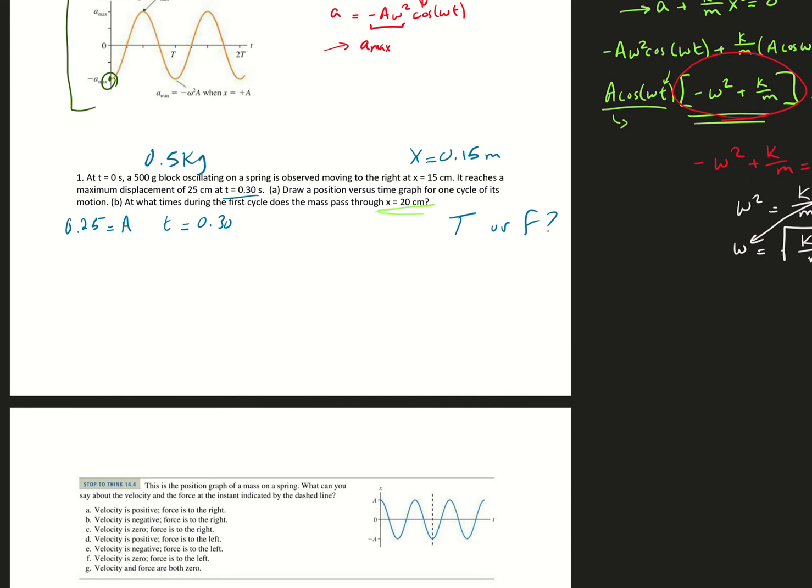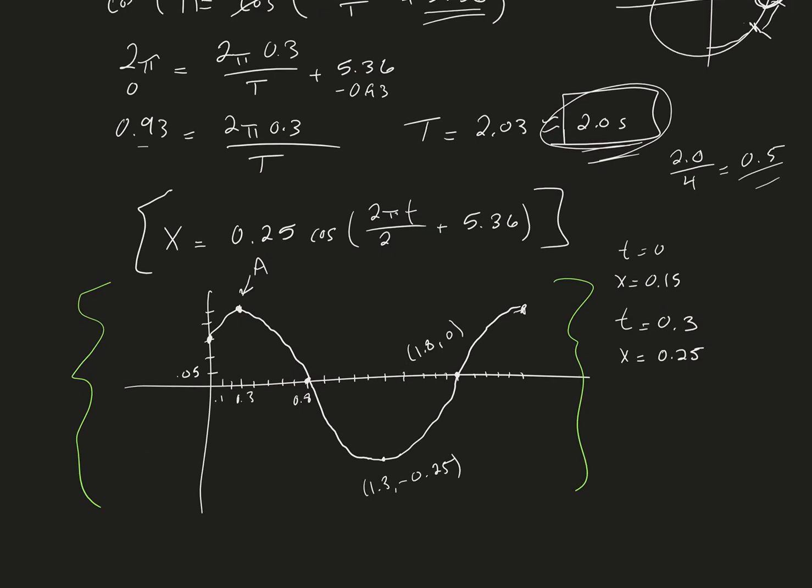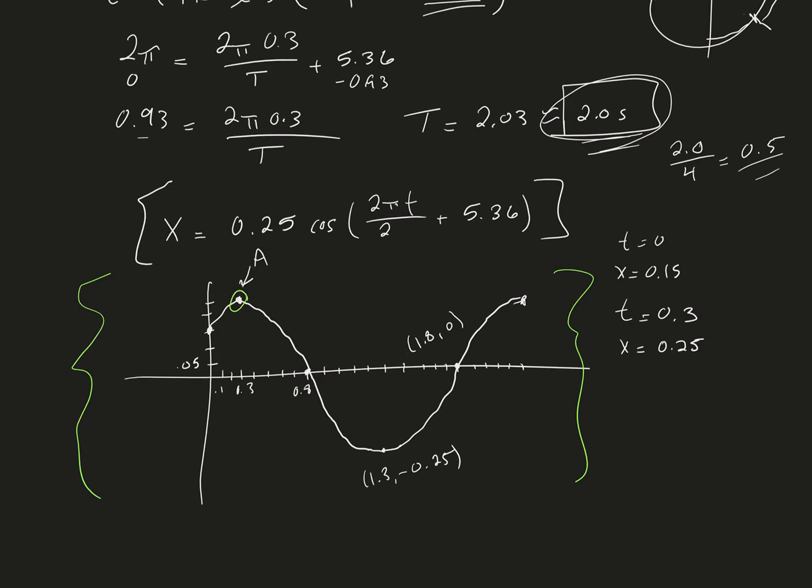So the tricky thing about 20 centimeters is it's not at one of my amplitudes. As I go through this, man, it would have been nice if they had asked me when is it 25 centimeters, because I already know 25 would be at 0.3 seconds here and then again at 2.3 seconds over there. But obviously that's not what they ask us for. So they ask us 0.2, right? During the first cycle, when does it pass through 0.2?